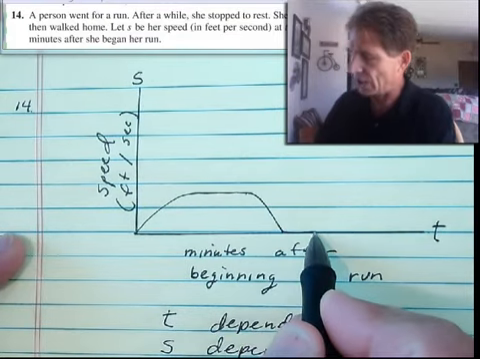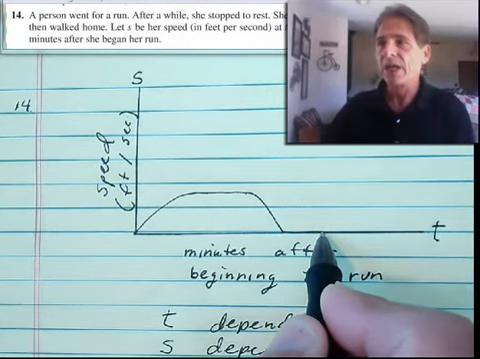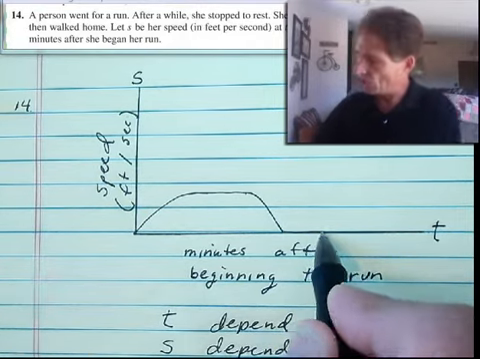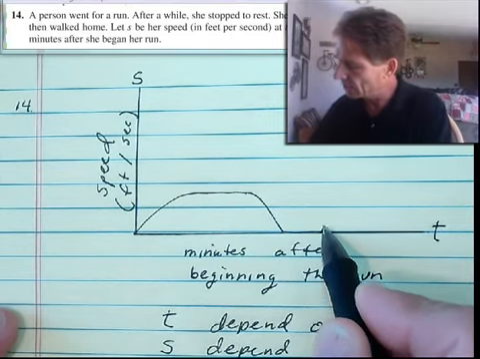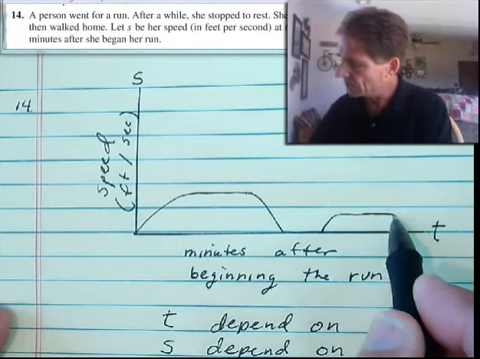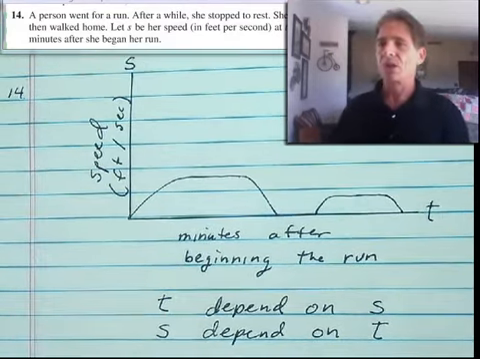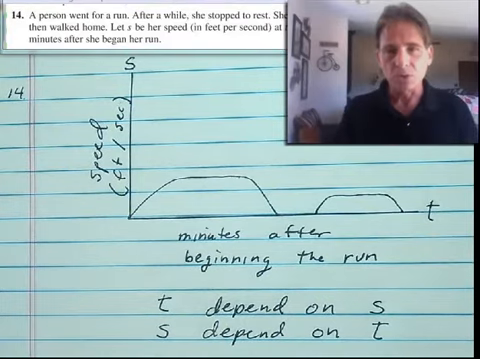She'll rest for a time. We don't know how long, but she'll rest for a time, and then she will walk back home. So she will start up again and probably not go as fast. And eventually she will reach her destination. So there we have an example of sketching a qualitative graph.